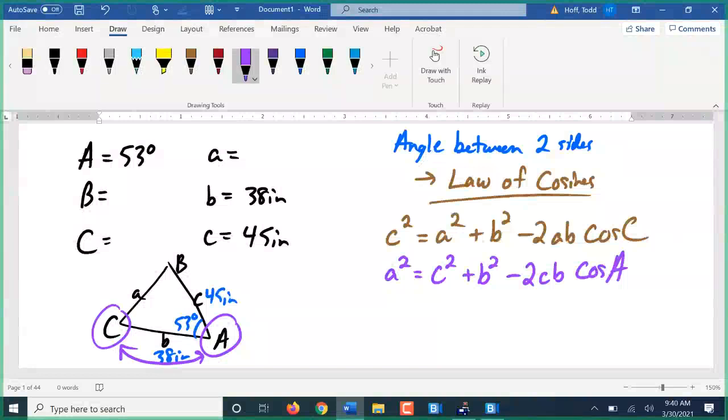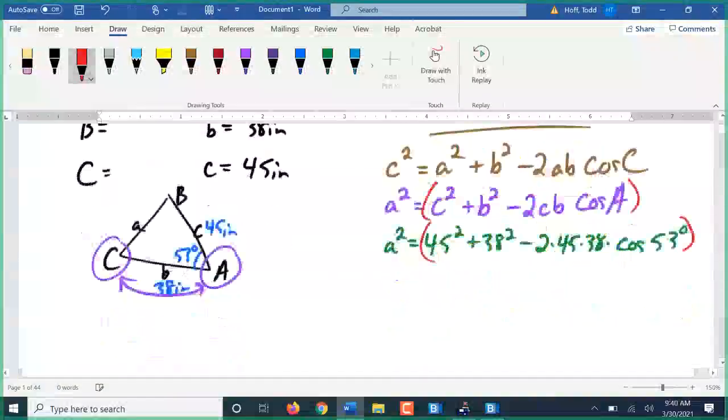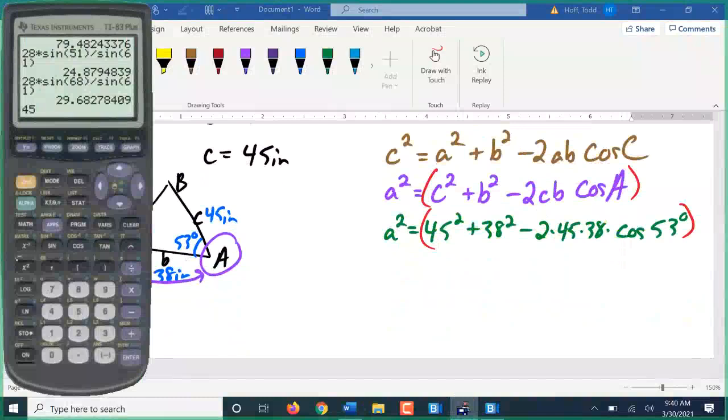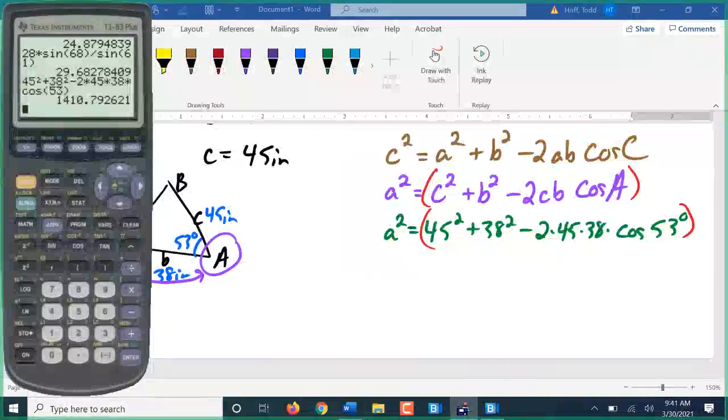As we mentioned yesterday, we always want to do this part as one big piece. So let's get the numbers put in there first. c is 45, so that'll be 45 squared, plus b is 38, so 38 squared, minus 2 times 45 times 38, times the cosine of 53 degrees. So we're going to enter this whole section in our calculator all at one shot. 45 squared plus 38 squared minus 2 times 45 times 38 times the cosine of 53 degrees, close parentheses. This is the only time we should hit enter or equals throughout this whole calculation.